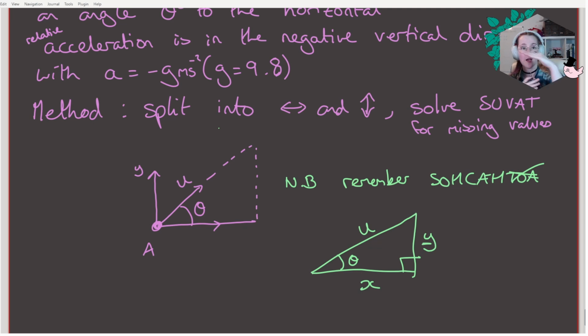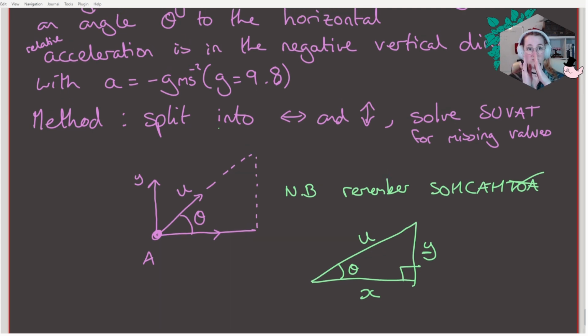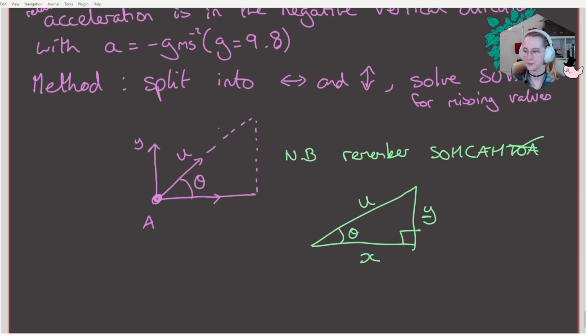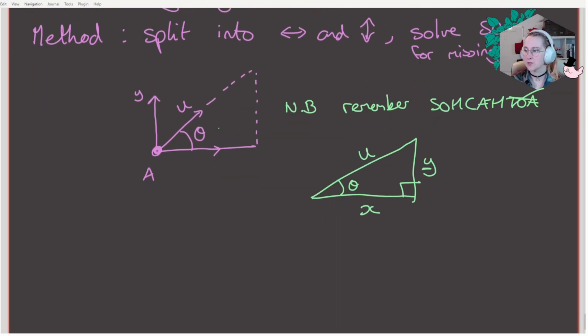Rather than being straight up, we're saying, what if it moved horizontally and vertically separately? They add up to make the overall motion. So sine theta is O over H. So sine theta is y over u, because y is opposite, and our hypotenuse is u.